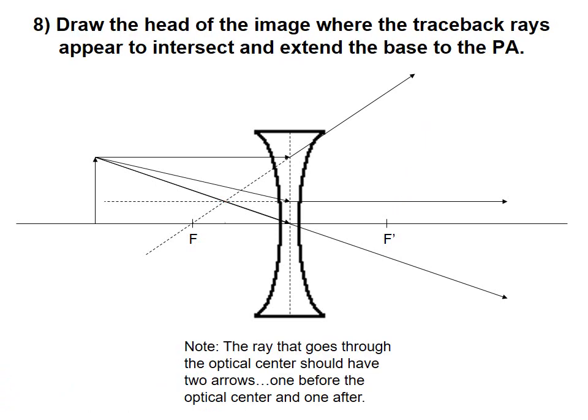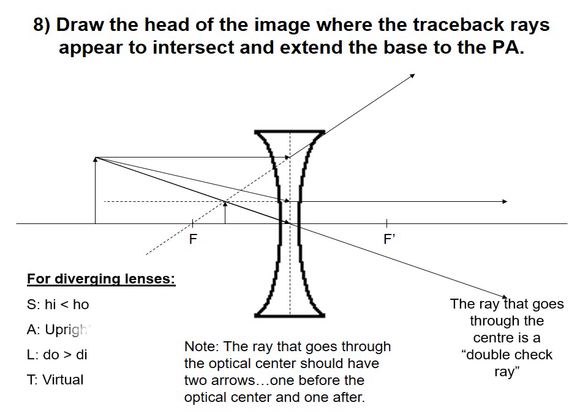So that area where they all met is where the image will form. Because it's formed by traceback rays, it's a virtual image. You'll notice that it's upright. You'll also notice that it's smaller than the object. So this is our object here. This is our image. And it's actually closer to the lens than the object was. Because it's virtual, this cannot be projected onto a screen.